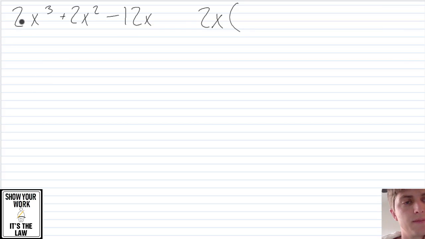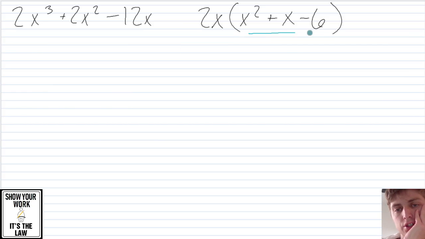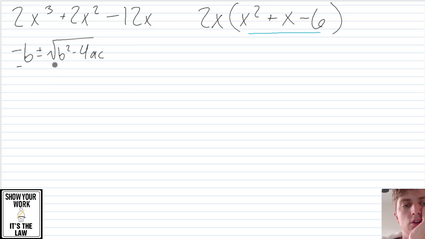So if we take out a 2 and take out an x, we're left with x squared. If we take out a 2 and take out an x, we're left with x. And if we take out a 2 and an x, we're left with negative 6. Okay, so now that just means we are left with doing the quadratic equation on this portion right here. So let's go ahead and do that. Negative b plus minus the square root of b squared minus 4ac over 2a.